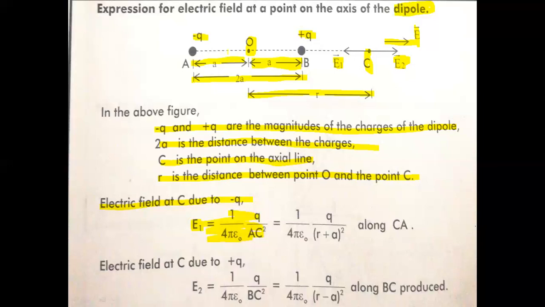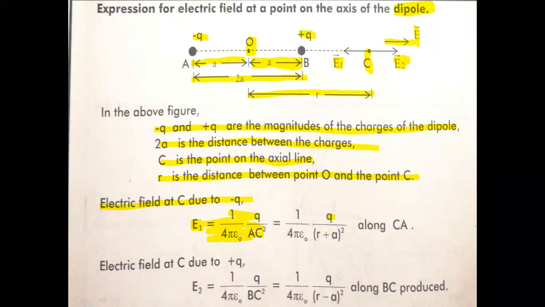Because I'm calculating the electric field, please understand, dear students, concentrate properly. I'm calculating the electric field due to the charge minus Q. So that is covered from point A to reference point C, so that we have written Q divided by AC square. Q divided by AC square we can write as 1 over 4 pi epsilon naught. Q is like that only.